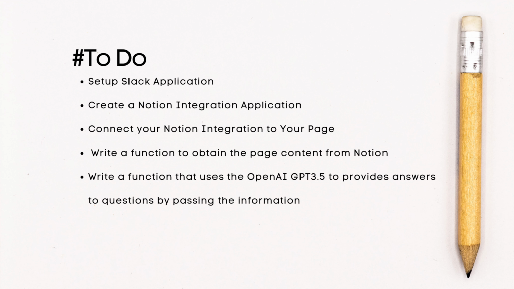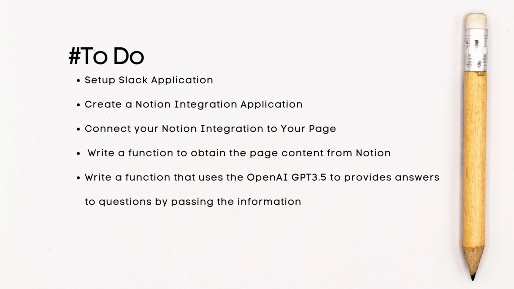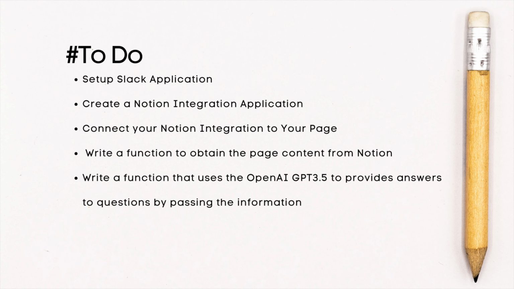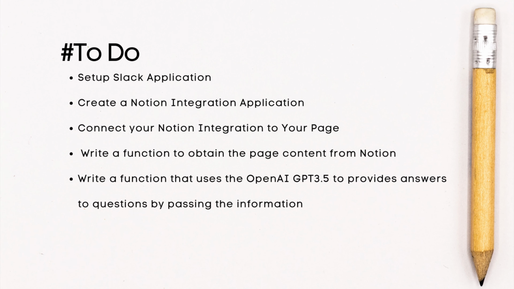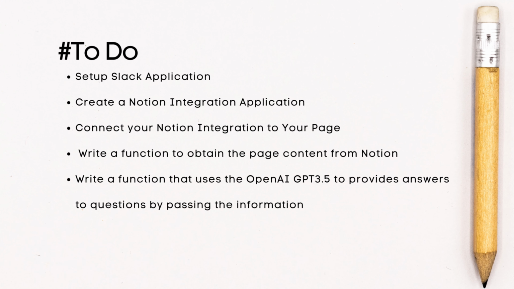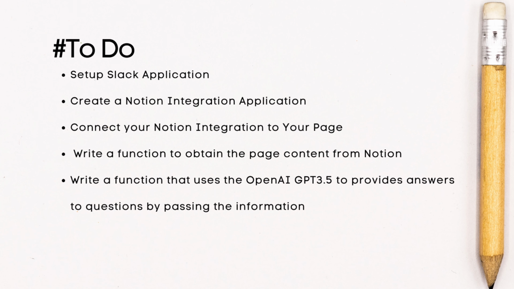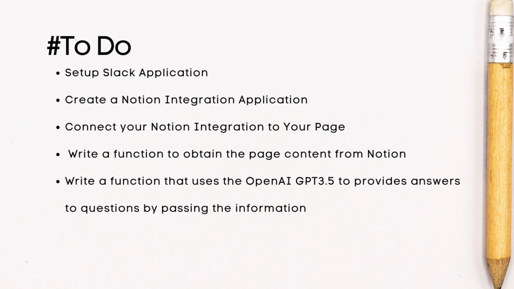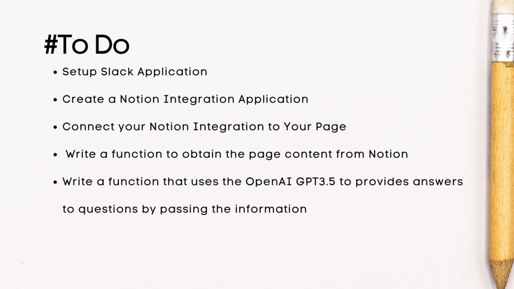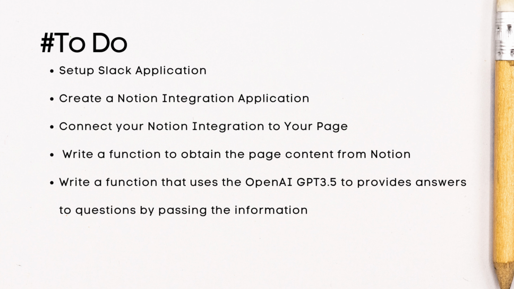All right, so to get started, here are the things that we need to do. First, we need to set up our Slack application. We need to create a Notion integration application. We need to connect our Notion integration to the page that we want to read from. We need to write a function to obtain information about the page itself, retrieve the blocks, things of that nature. And then finally, we're going to write our OpenAI function, which is going to retrieve the information from the page and synthesize it into a response. We'll mix all of that together into our Slack application, and we should have our chatbot going.